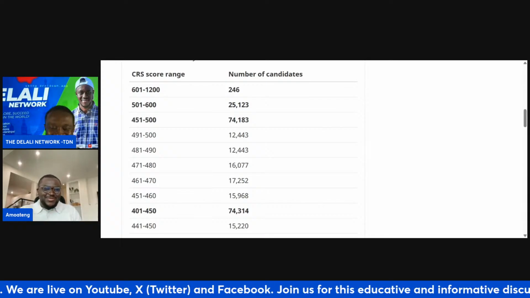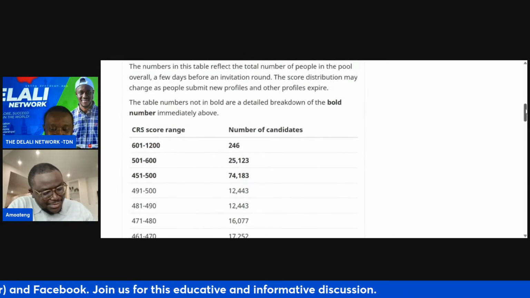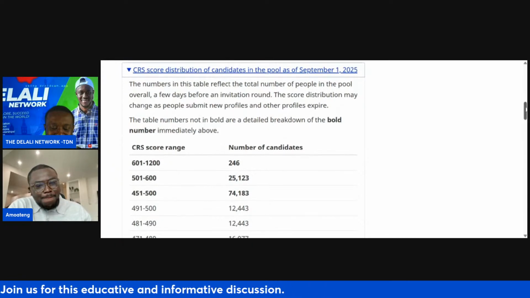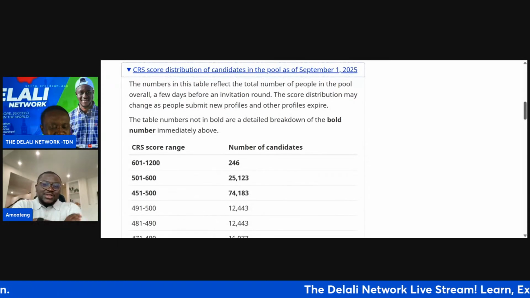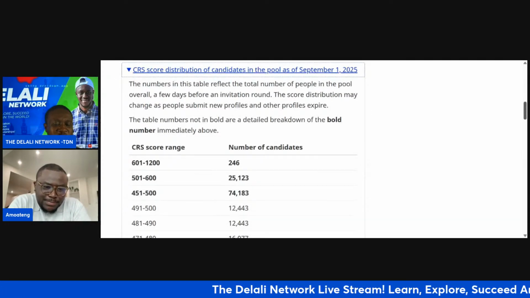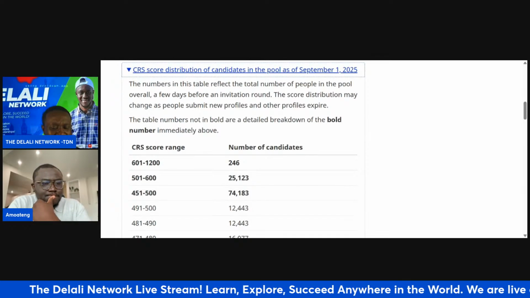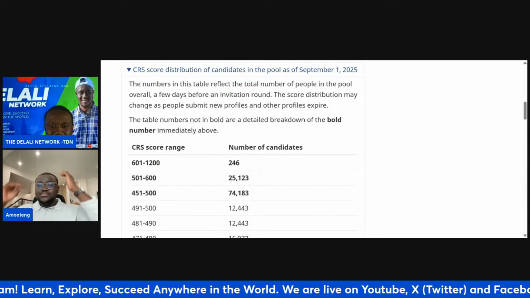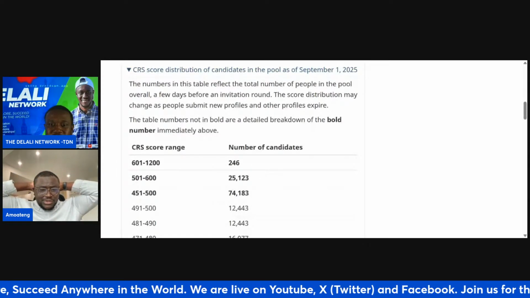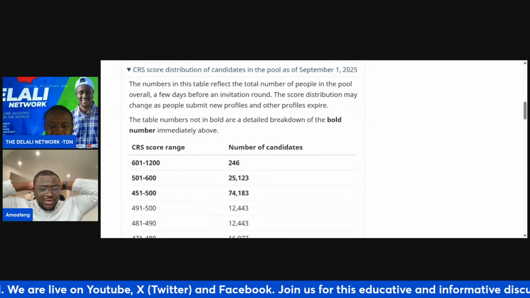Okay. So looking at this pool distribution, what do you have to say concerning CEC, category-based and those things? Looking at how the numbers are going in the pool currently, I said at a point in time that some people might have to go home. Yes, and that is true, because from 501 to 600, we have a lot of people, 25,000.